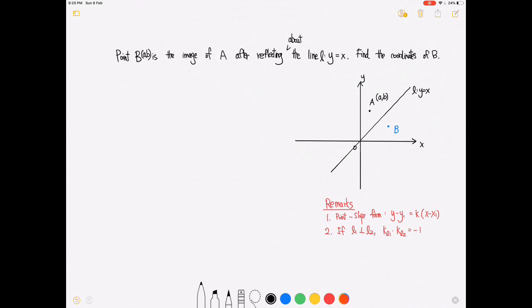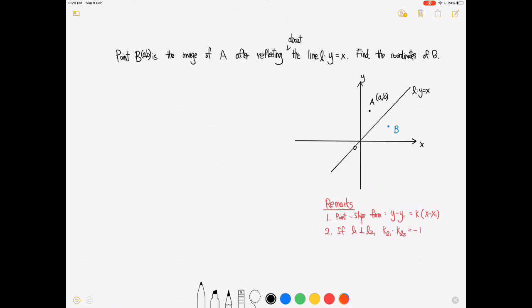Remark 1, point-slope form of the equation of a straight line. If a straight line passes through (x1, y1) and its slope is k, then the equation of the straight line will be y minus y1 equals k times (x minus x1). Second remark, if L1 is perpendicular to L2, then the product of their slopes will be -1.